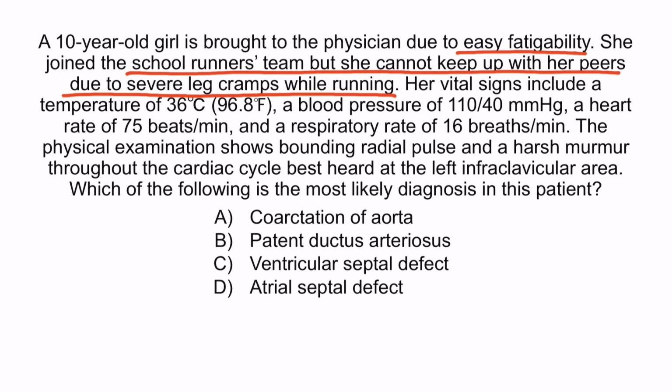Let's recall that the pulse pressure is the difference between systolic and diastolic blood pressures. This patient's systolic blood pressure is 110, while diastolic blood pressure is 40. So the pulse pressure would be 70. The physical examination shows bounding radial pulses and the harsh murmur throughout the cardiac cycle, best heard at the left infraclavicular area. Wide pulse pressure, bounding pulse, and a continuous murmur, best heard at the left infraclavicular area, are consistent with patent ductus arteriosus. Therefore, the correct answer is option B.